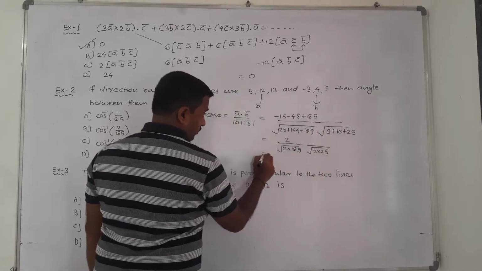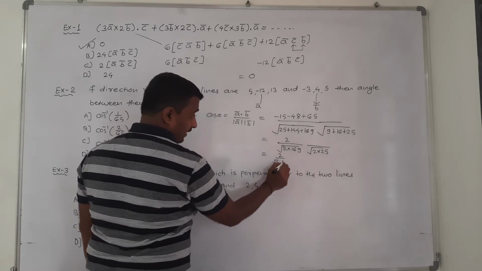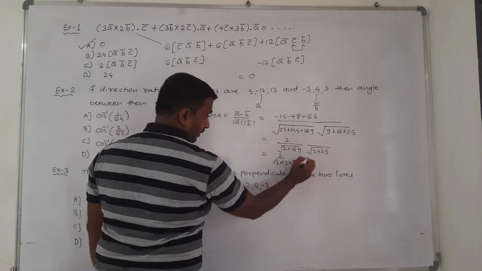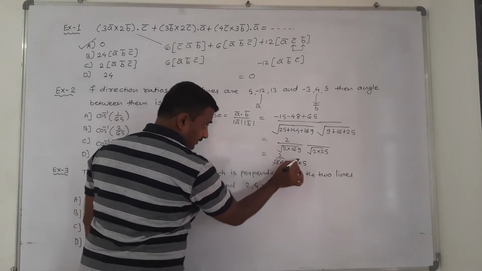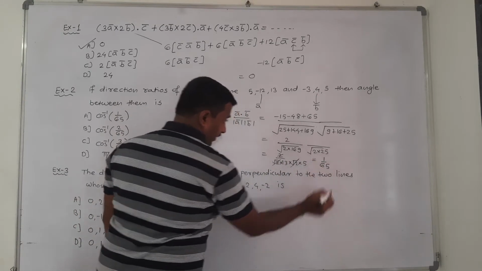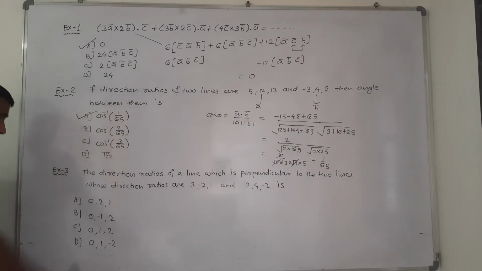That is 2 upon, this is just root 2, and 169 it is 13, just 13. Here again root 2 and 25 it is 5 again. Root 2, just 2, cancel with this 2. 13 into 5, that is 65. 1 by 65, cos inverse 1 by 65. A option.